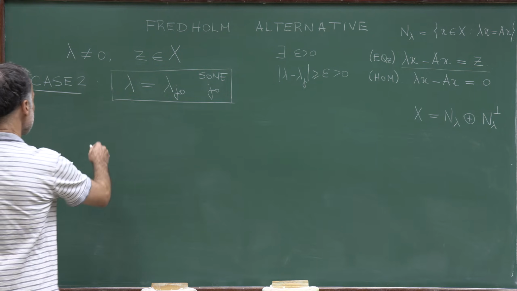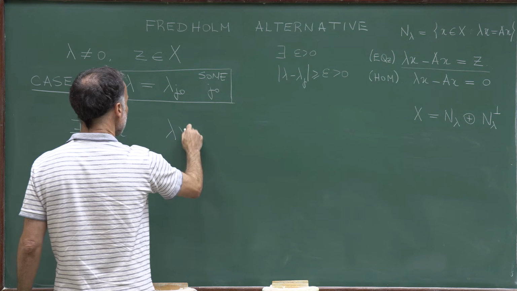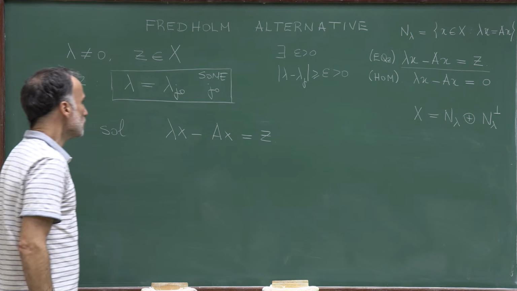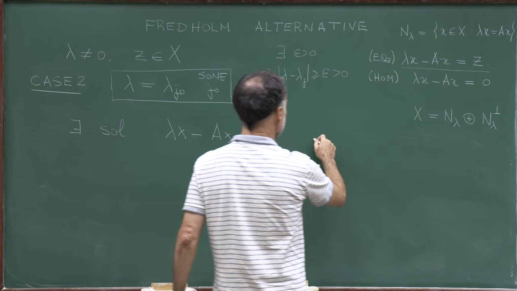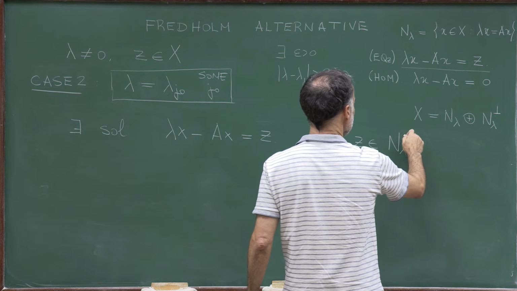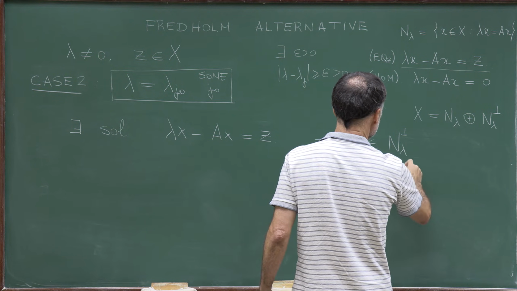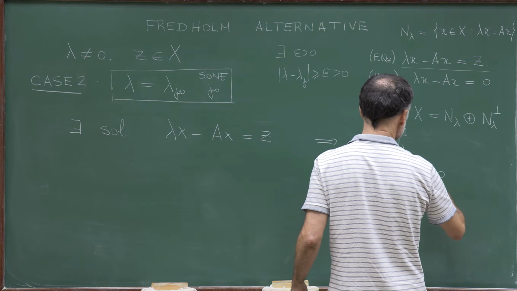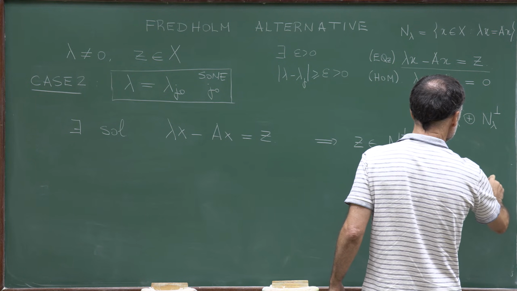Now let's assume that there exists a solution to the equation lambda x minus a x equal to z. So suppose that there exists a solution to this equation. I want to prove that z belongs to the orthogonal of n lambda, which means that the scalar product of z with y is equal to 0 for all y in n lambda.